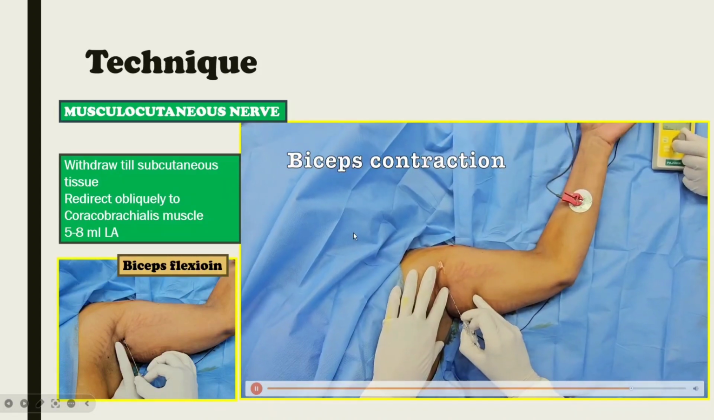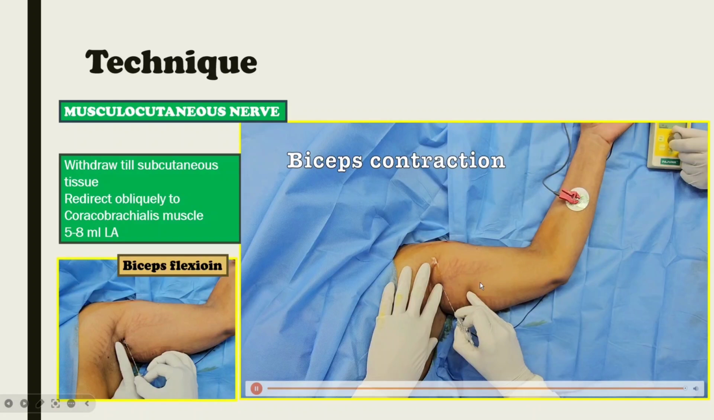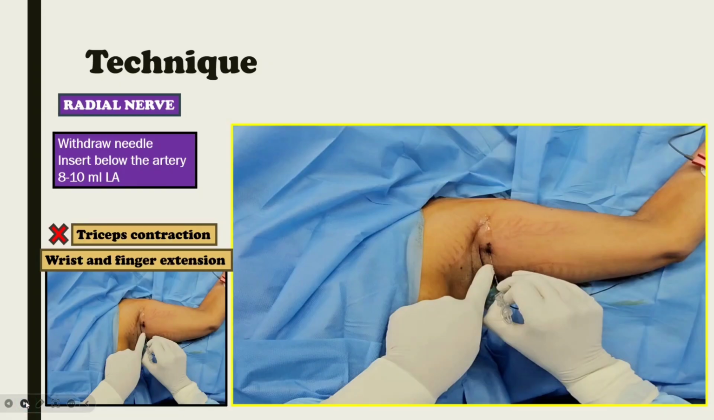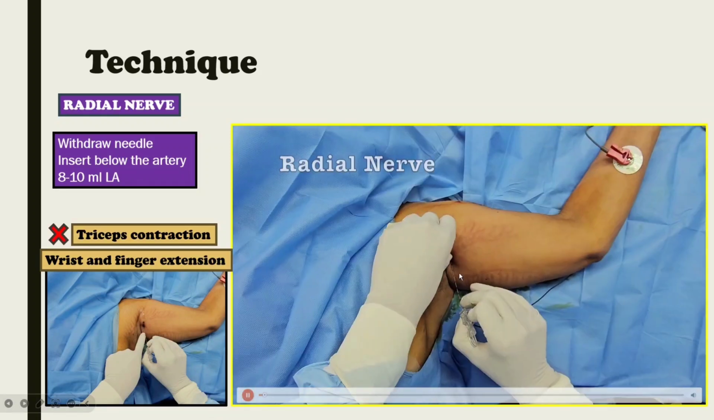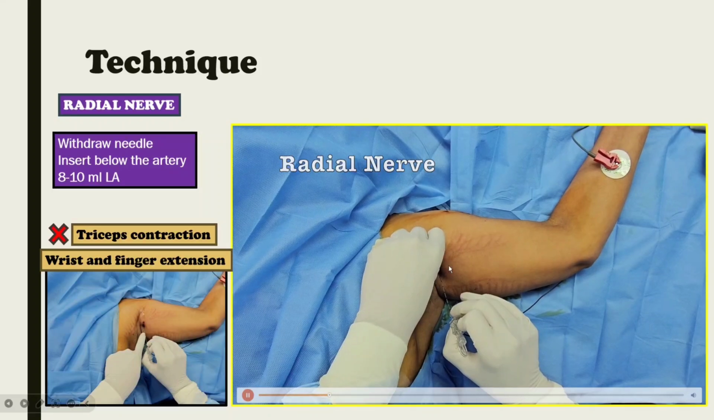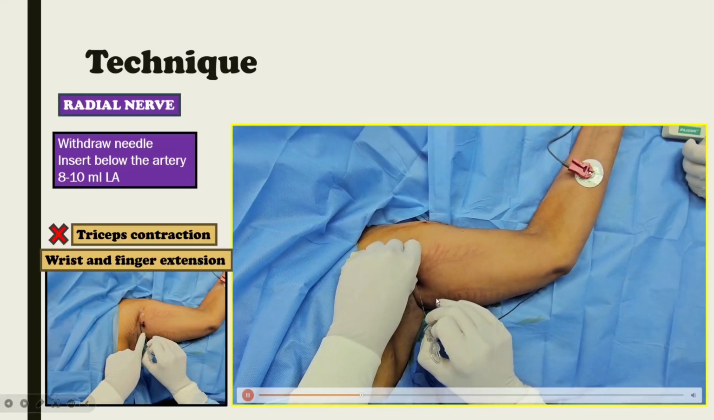Once you get the biceps contraction, you can redirect obliquely and deposit 5 to 8 ml of drug at this position. Next important nerve is the radial nerve. For this you have to withdraw the needle and insert it below the artery. So you have to palpate the artery, insert the needle below the artery, and then look for the contractions. Sometimes the triceps contraction occurs first because you might encounter the muscular branches or the nerve to the triceps.